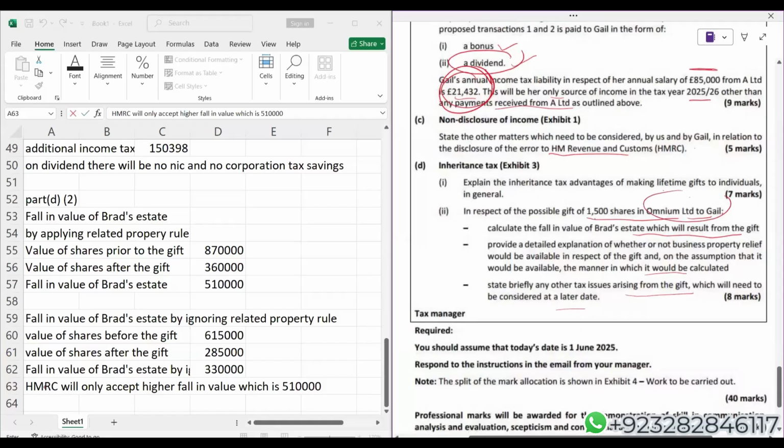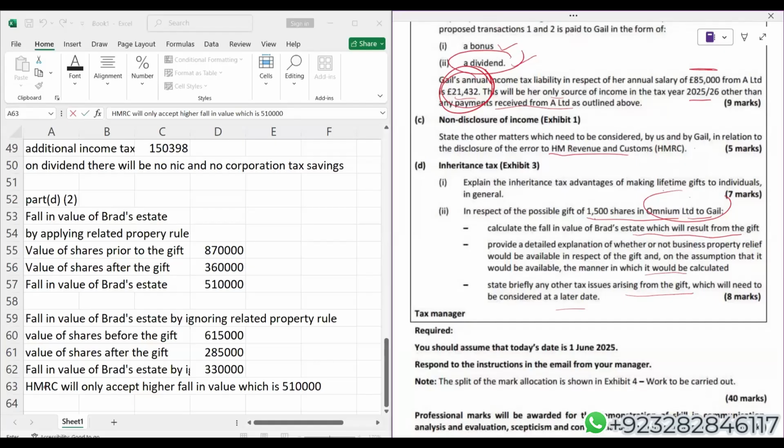Now, listen. Actually, we have to see, they have not given us enough information. Basically, if Omnium Limited deals with securities, stocks, shares, land, building, then of course BPR will not be available. Then business property relief will not be available. But if Omnium Limited is not dealing in this, then of course BPR will be available provided that Broad, the owner, must be having ownership period at least 2 years. At least 2 years. Number one. Number two, of course, BPR will be available 100%.